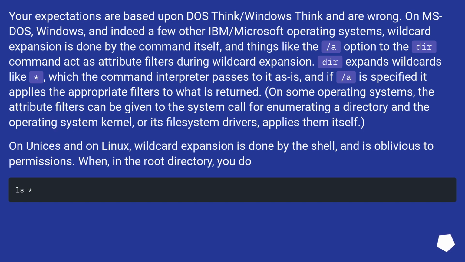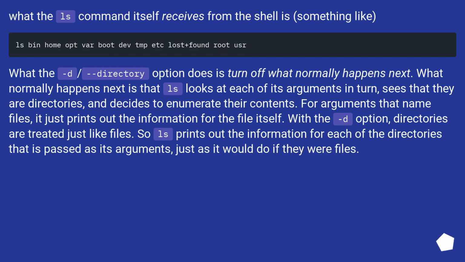On some operating systems, the attribute filters can be given to the system call for enumerating a directory, and the operating system kernel, or its file system drivers, applies them itself. On Unix and on Linux, wildcard expansion is done by the shell, and is oblivious to permissions. When, in the root directory, you do this, what the ls command itself receives from the shell is something like this.